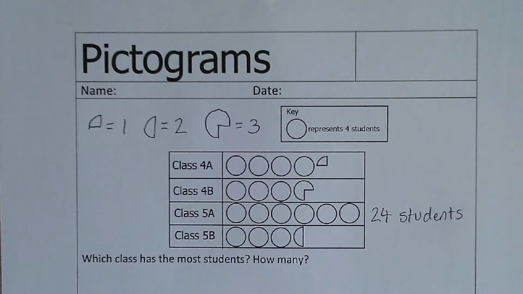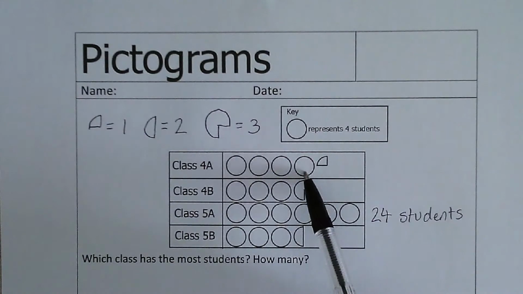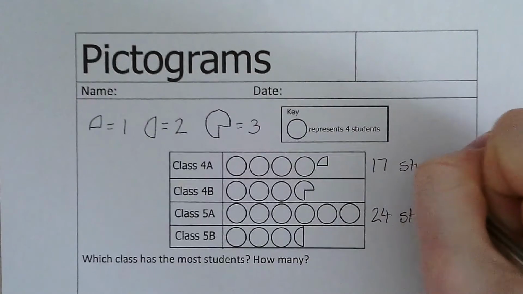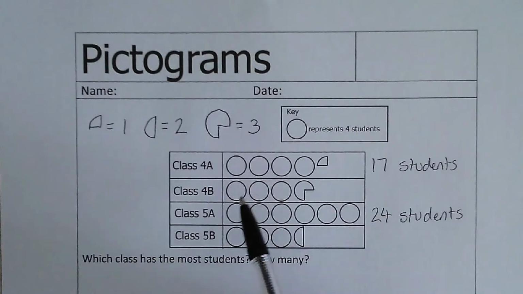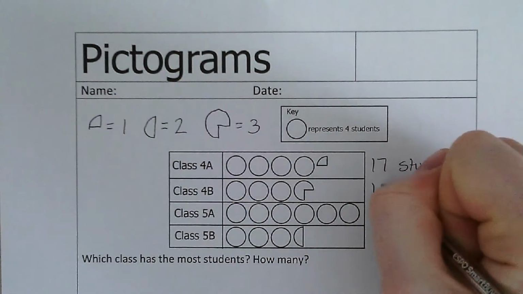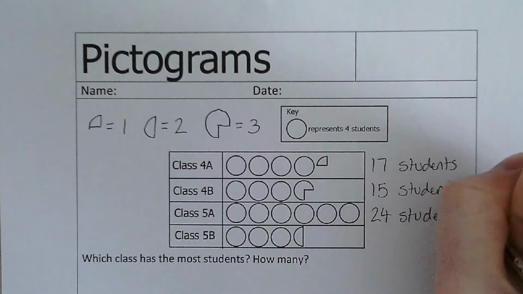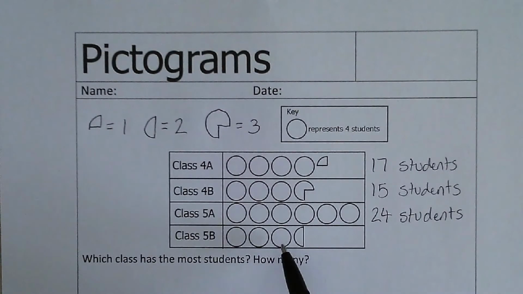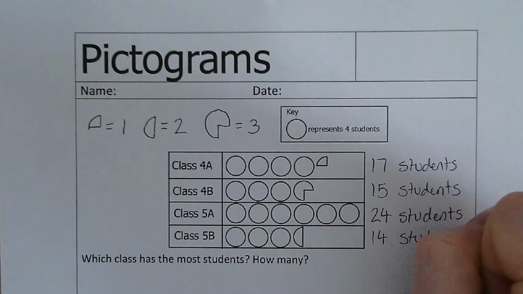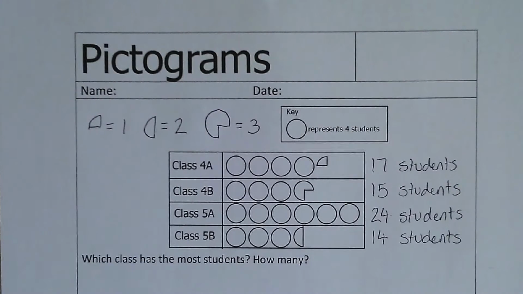So we can work out what each of the other classes have in terms of the amount of students. Class 4A will have 4, 8, 12, 16, and then we add 1 for the quarter of the circle for 17 students. Class 4B will have 4, 8, 12, and then add 3 for 15. And class 5B will have 4, 8, 12, and then add 2 for 14 students. This is how we interpret and read a pictogram.